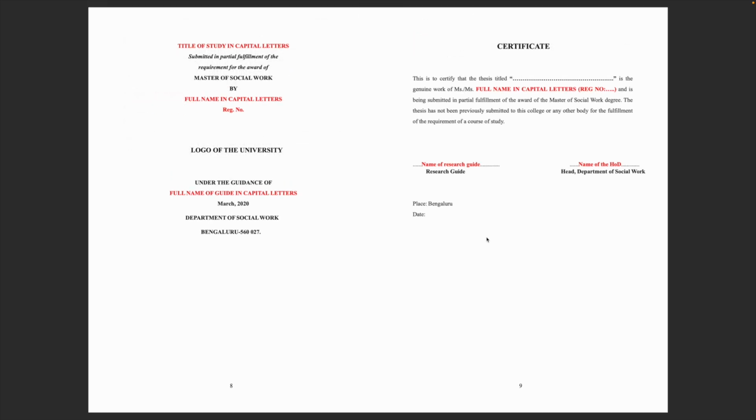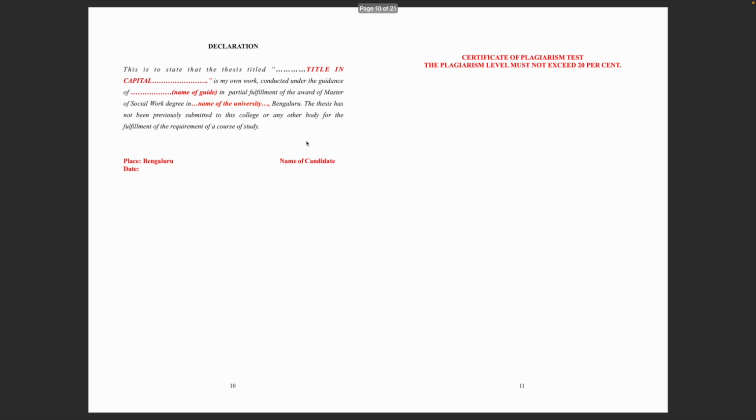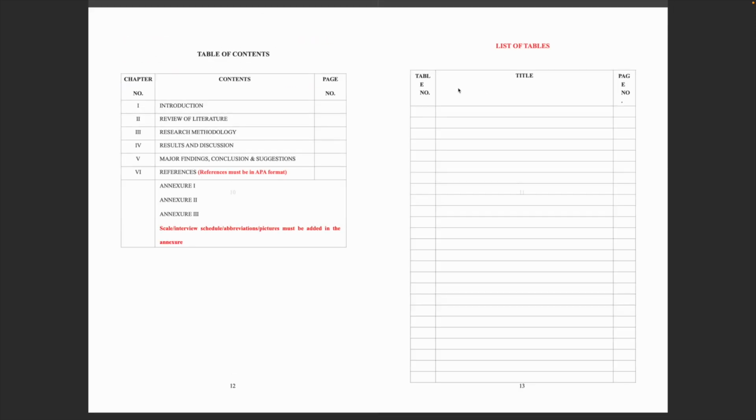So this is basically how the outline of the thesis looks. I've just given a small example of the front page, the certificate, the declaration form that is usually included, and then you have something called the certificate of plagiarism test. Now every university has its own level. Here I've mentioned that the plagiarism level should not exceed 20%, but it could be a different level for your university. So please do check with your university about that.